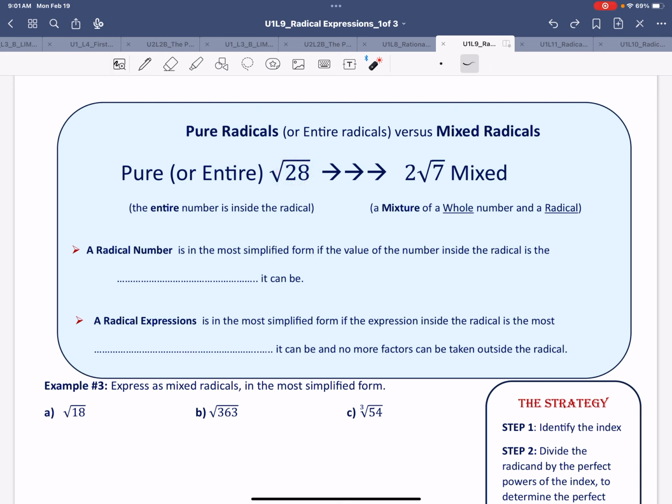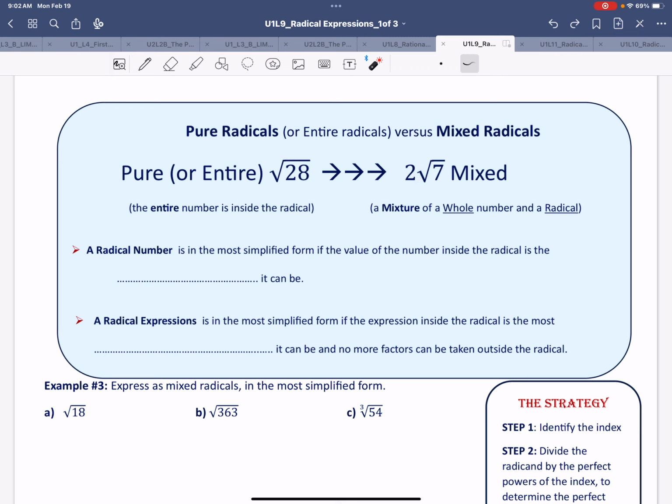In a mixed radical, we have a mixture of a radical number and a regular number, so to speak. So we have the product of a number, a non-radical number, with a radical, and that's why we call it mixed, because they're mixed together in a product.